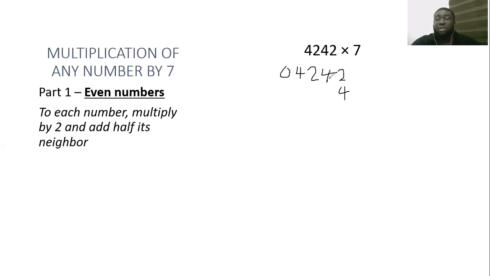We go to the next number, multiply 4 by 2, we have 8. 8 plus half of 2, half of 2 is 1, so 8 plus 1 will give us 9. We go to the next number, which is 2. We multiply 2 by 2, and we have 4. 4 plus half of 4, which is 2, we have 6.